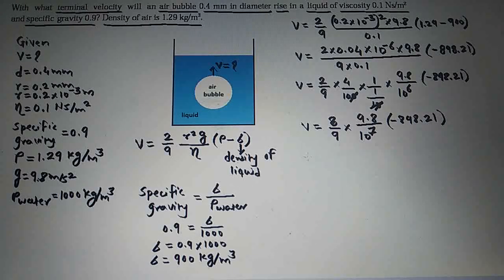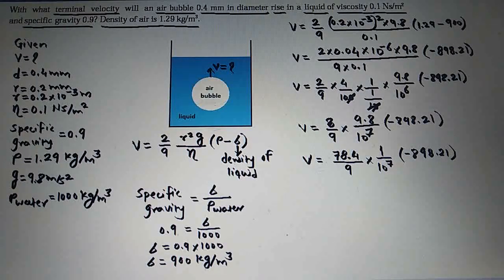Next we will do the calculation of 8 into 9.8. It should be 8 into 8, which is 64, so we write 4 here and the carry is 6. Then 8 into 9 is 72, plus that carry 6, so it will be 78.4. So 9.8 into 8 is 78.4, divided by 9 into 1 divided by 10 raised to 7 in bracket, minus of 898.21.